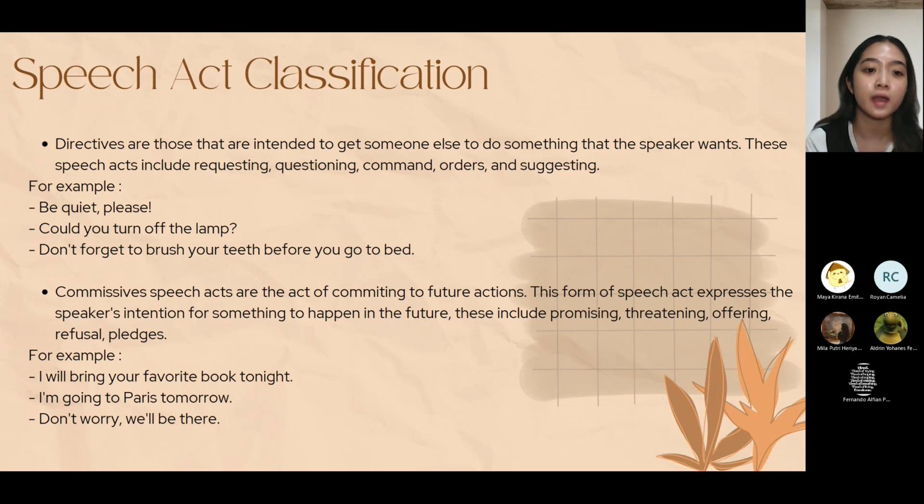And then the last one, we have commissives. Commissive speech acts are the act of committing to future actions. This form of speech act expresses the speaker's intention for something to happen in the future. This includes promising, threatening, offering, refusal, and also pledges. For example, "I will bring your favorite book tonight," "I'm going to Paris tomorrow," and the last example is, "Don't worry, we'll be there."